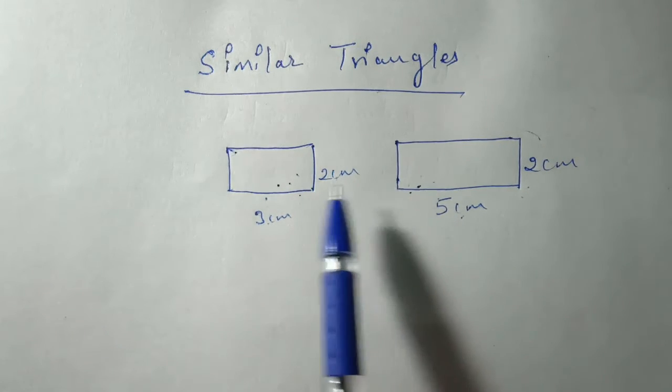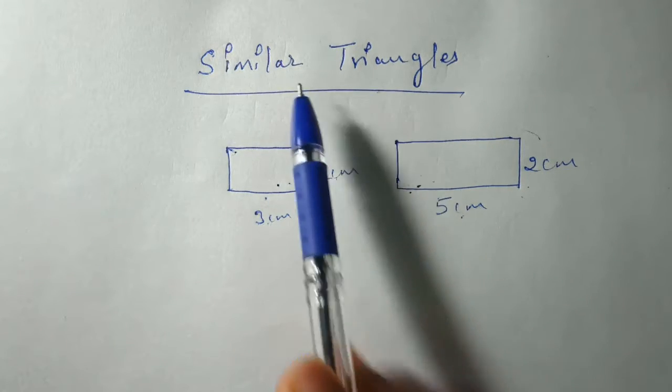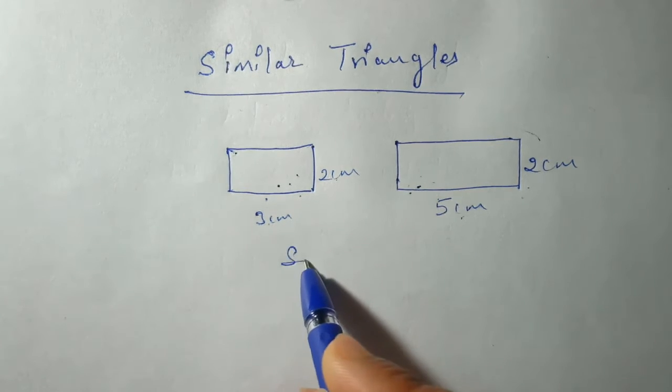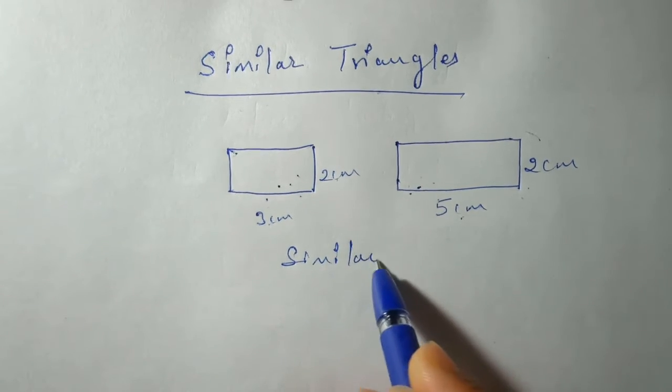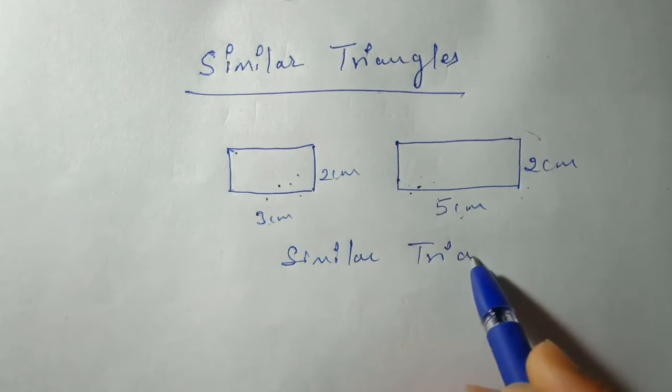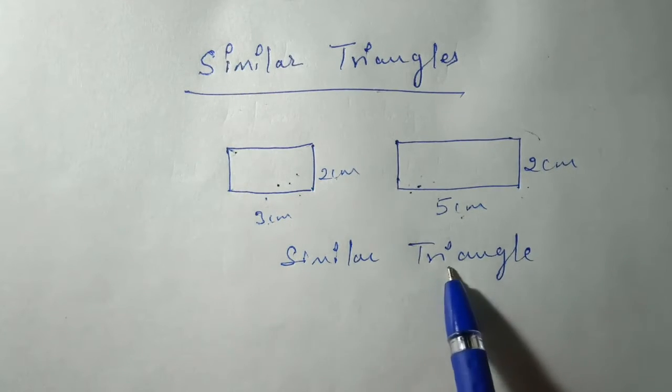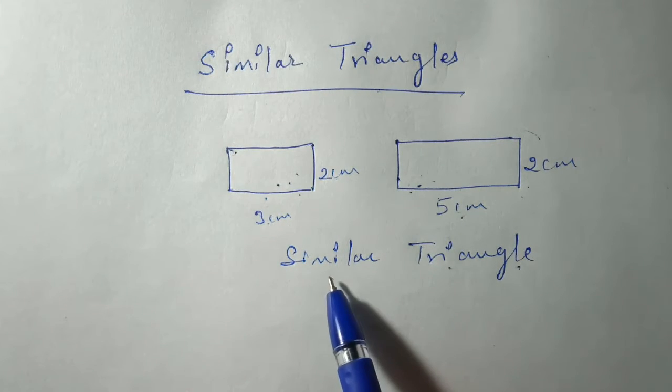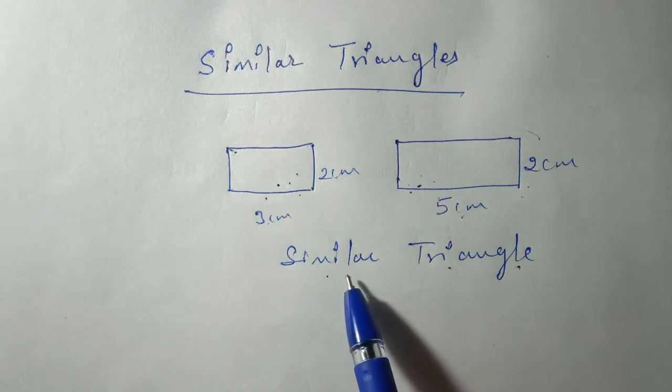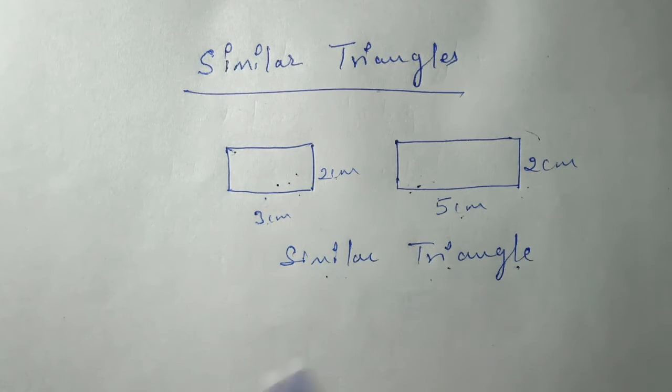The same thing happens for similar triangles. Since the word is similar triangles, it means they have the same shape. Shape is the same. What is the shape? Triangle. Now why are they called similar? We will talk about their size.